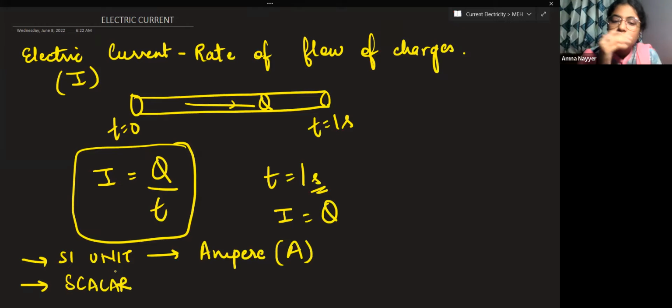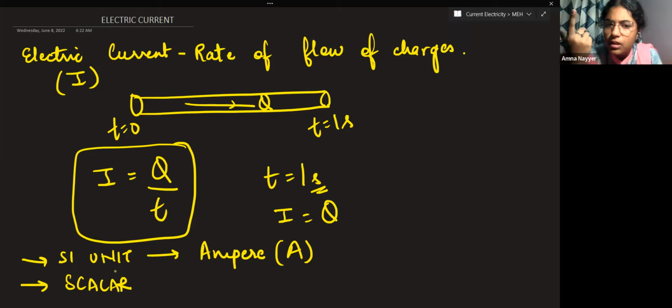Scalar quantities are those quantities that just have magnitude. But remember, there is only one exception to this, and that is electric current. Electric current is a scalar quantity, but it has a direction. Scalar quantities do not have direction, but electric current is the only quantity that has direction and we still call it a scalar. So what's the reason for calling it a scalar quantity?